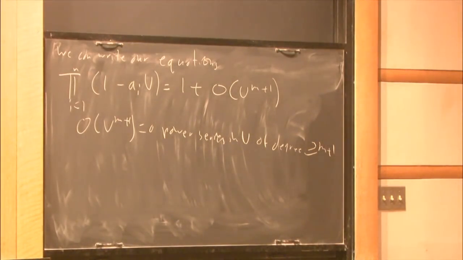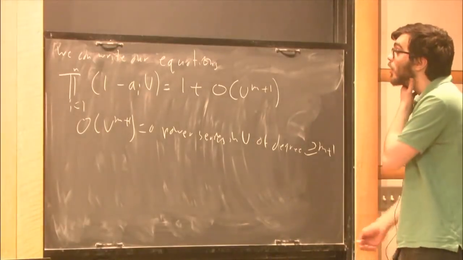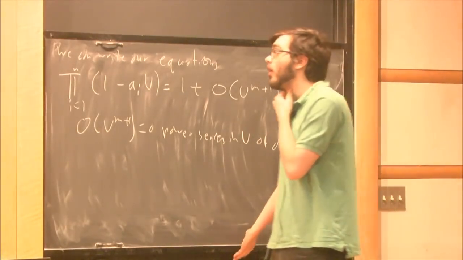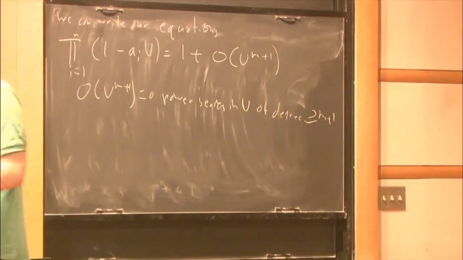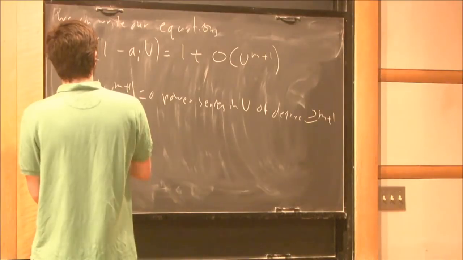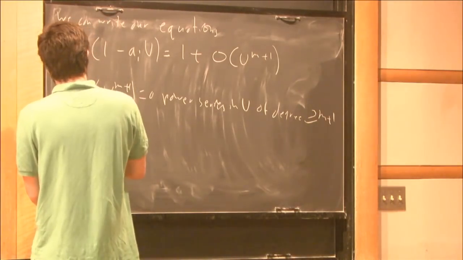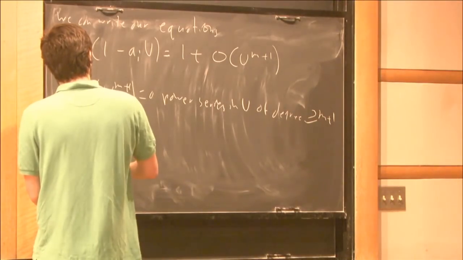And so we have this equation, and we also know that there's a lot of repetition over here. We'll use that to get better control on what the ai can equal. So what we do is we take the logarithmic derivative of both sides. The logarithmic derivative of a product is going to be the sum. So we're going to get the sum from i equals 1 to n of minus ai over 1 minus ai u.